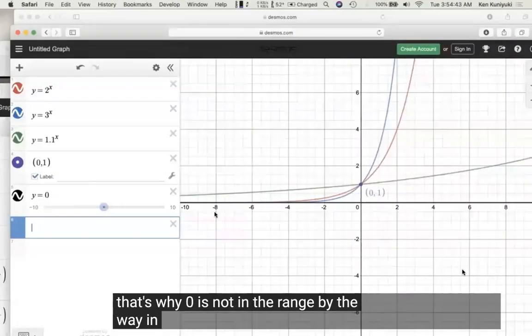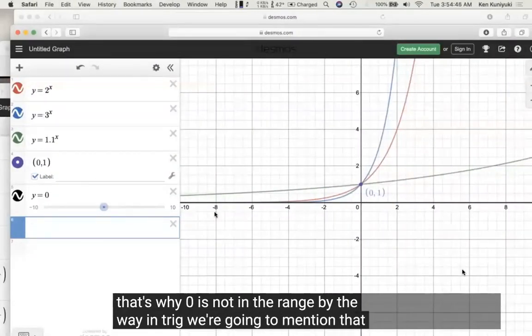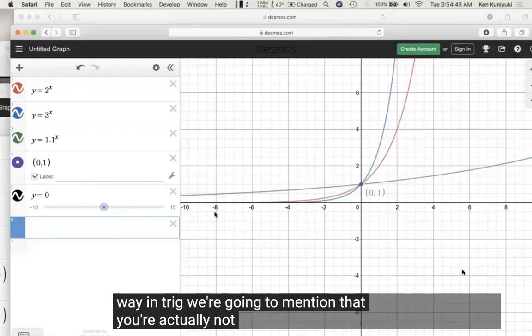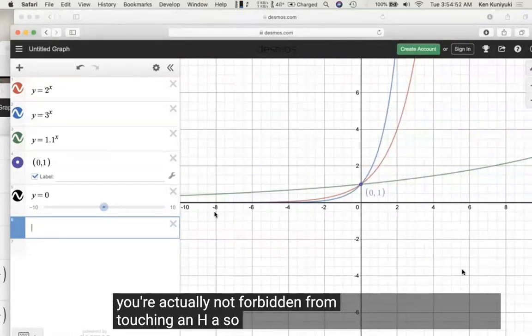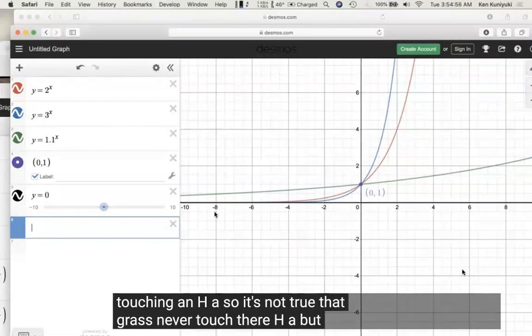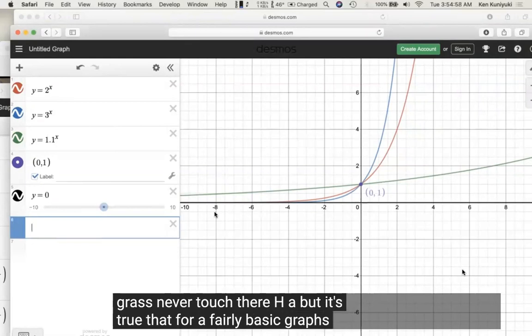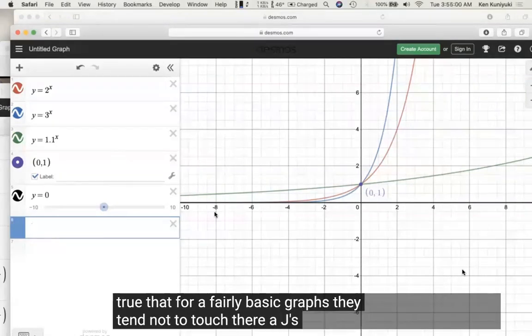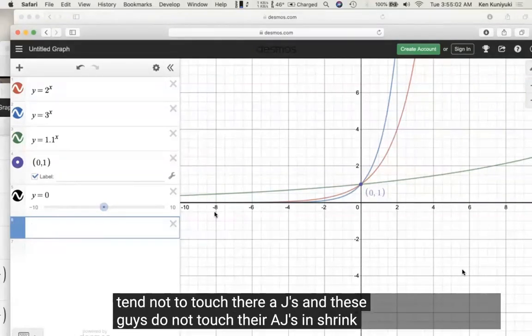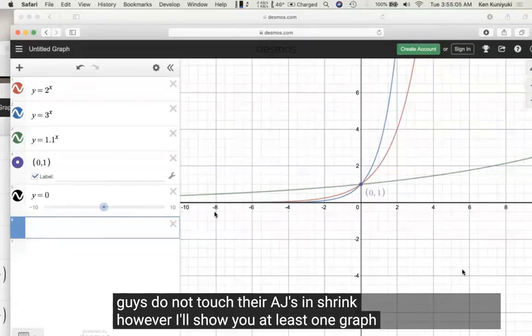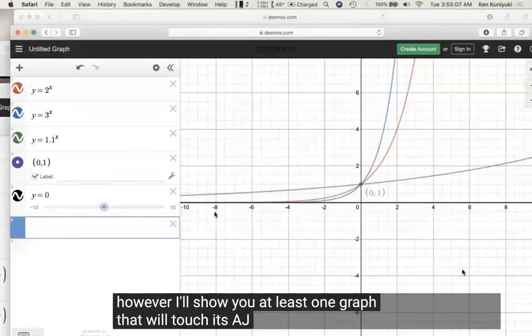By the way, in trig, we're going to mention that you're actually not forbidden from touching an HA. So it's not true that graphs never touch their HA, but it's true that for fairly basic graphs, they tend not to touch their HAs. And these guys do not touch their HAs. In trig, however, I'll show you at least one graph that will touch its HA.